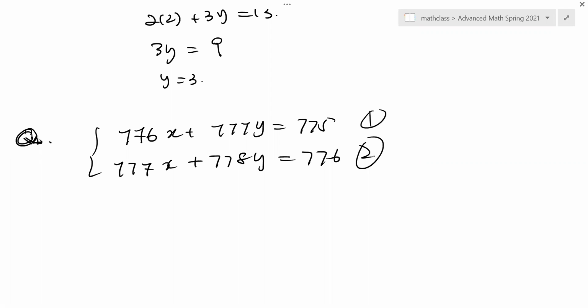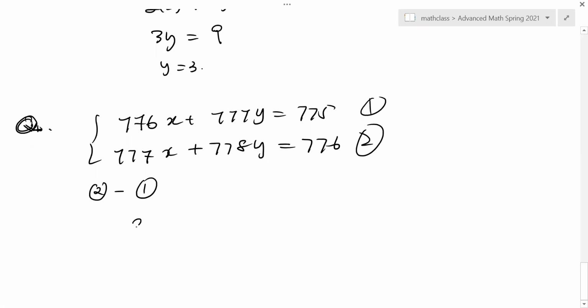Yeah, Michael has some ideas. All right, so we find out 777 is one more than 776. So let's do equation 2 minus equation 1. That's Michael's idea, right? Let's try this. So then you get x, and 778 minus 777 is also 1, and 776 minus 775 is 1. So wow, this equation is really good, much simpler.